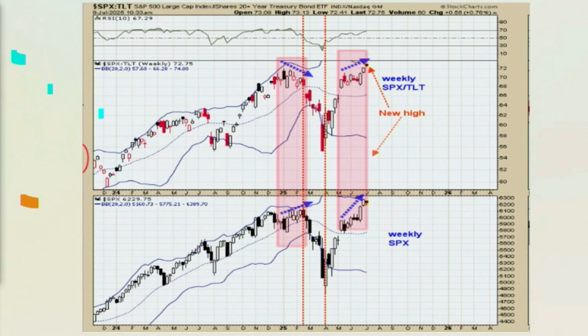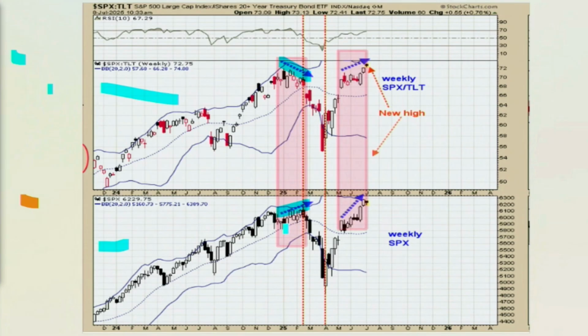All right. The first chart is the SPX tilt ratio on the weekly time frame. That's this chart up here. Next one lower is the SPX. This is the SPX tilt ratio on the weekly time frame. What I want to point out is that the SPX tilt ratio a lot of times leads the SPX. Going back in early 2025, this ratio is making lower lows, and the SPX is making higher highs, and that's the divergence.